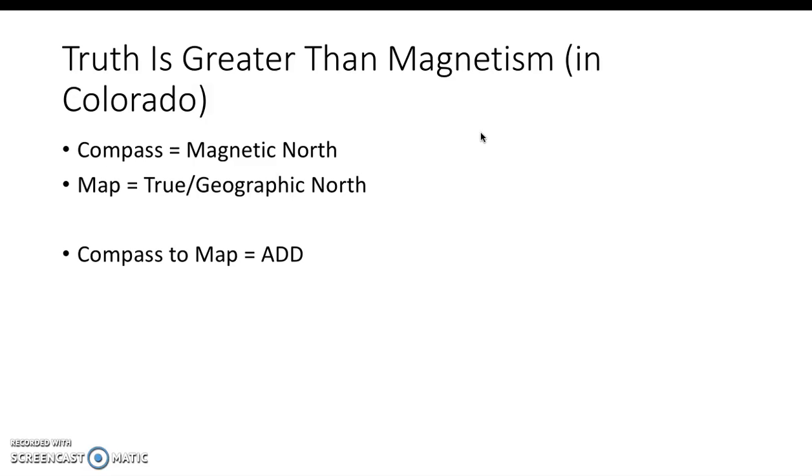So compass to map, I add because my magnetic north is less than my true north. Map to compass, I subtract because my true north is greater than my magnetic north.